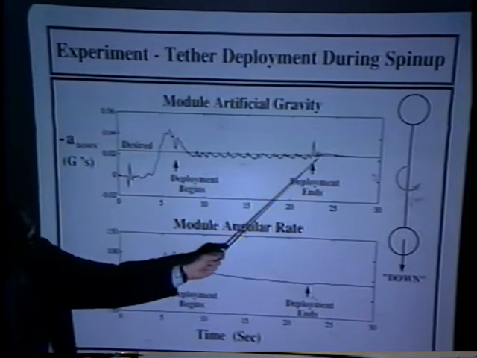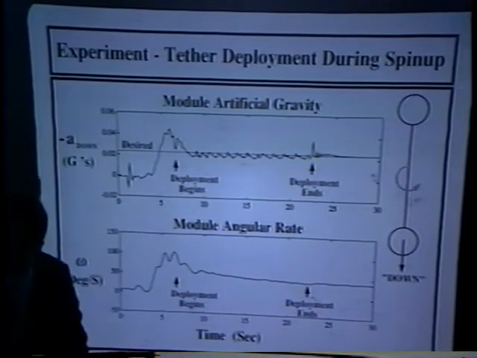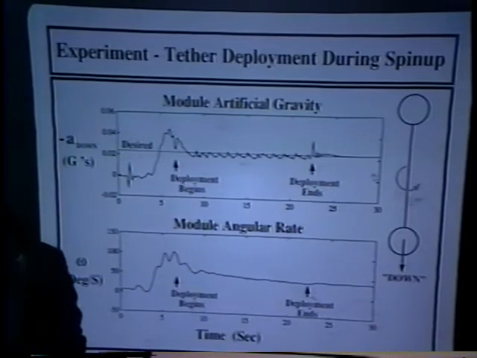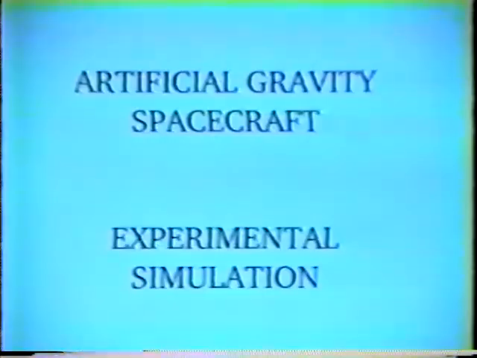You can see a spike in the artificial gravity here when the deployment ends and the tether fixes at a constant length. I'd like to show the videotape now, and this will give you an idea of the motions that take place during the experiment.